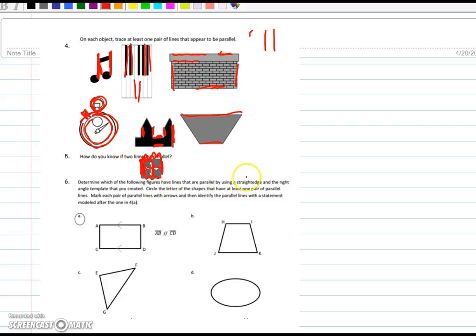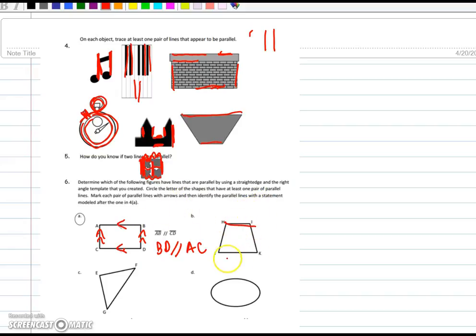Then it says determine which of the following lines have parallels by using a straight edge at the right angle template you created. Circle the letter of the shapes that have one pair of parallel lines. And I want you to see that when you're saying AB is parallel to CD, they draw a little arrow here. That means AB and CD are parallel. And that means you're using this one because you have one arrow with it. If I were going to talk about BC, BD, and AC, I'm going to draw two little arrows, and I'm going to say BD is parallel to AC. We have to identify them with the statement.